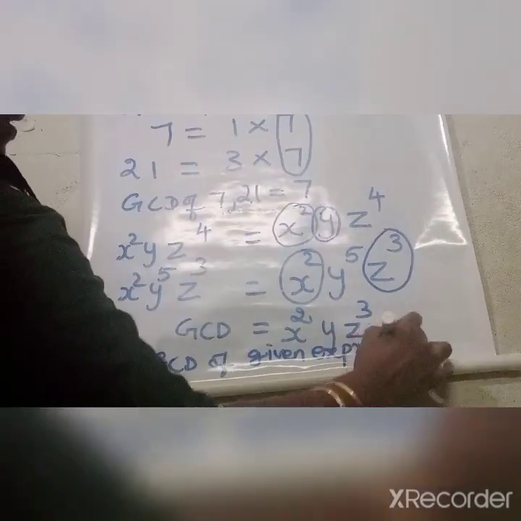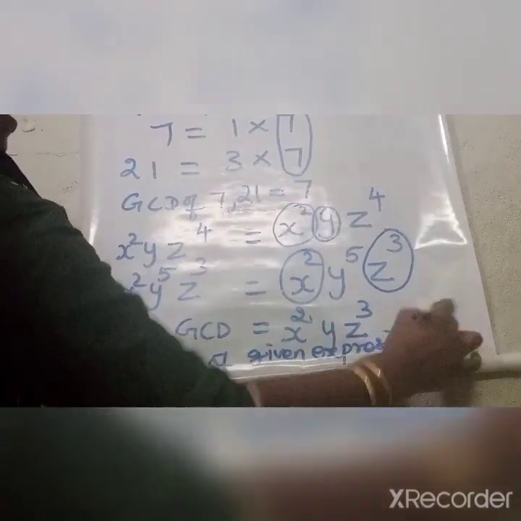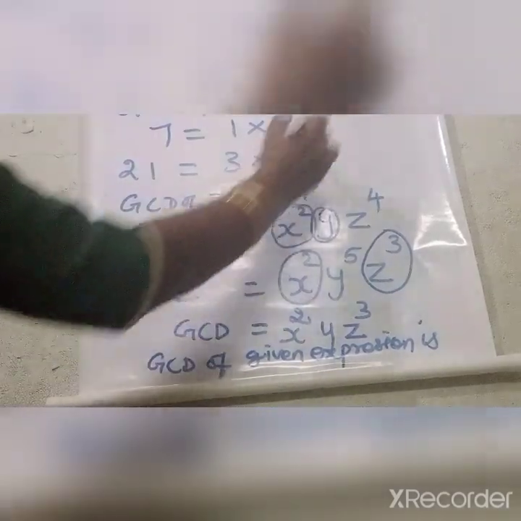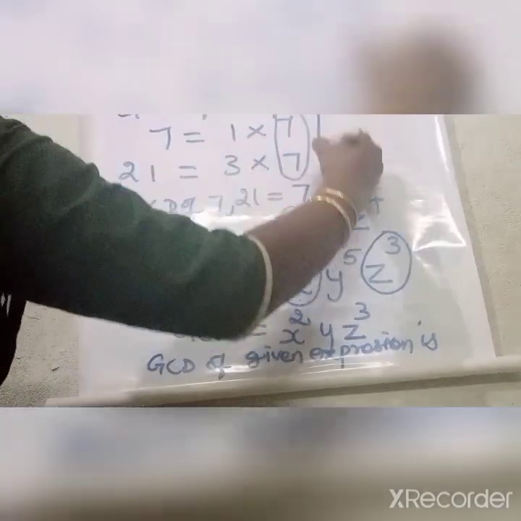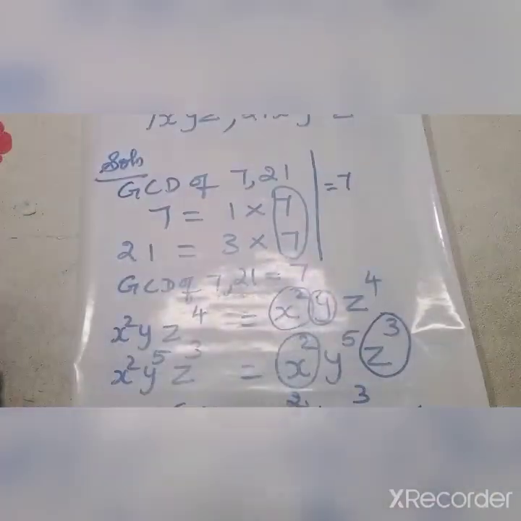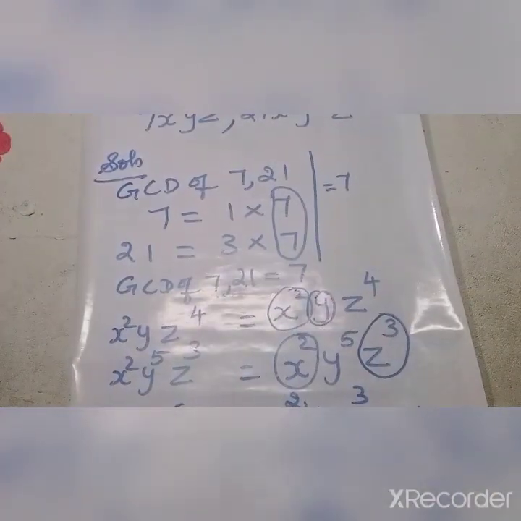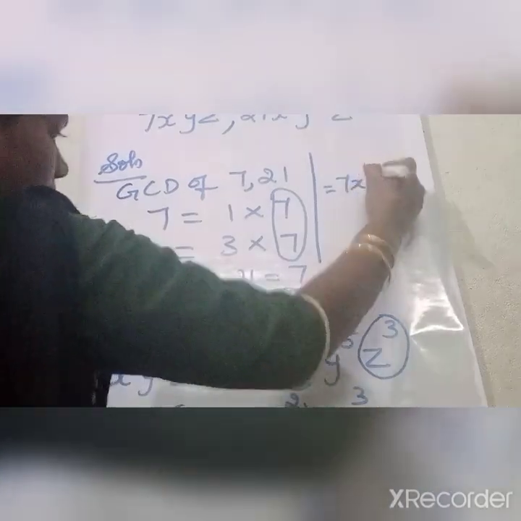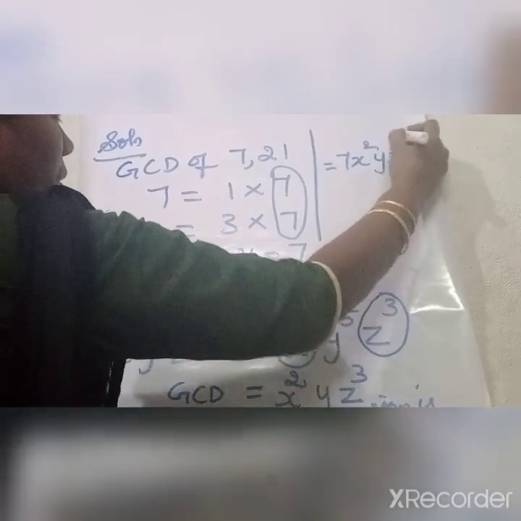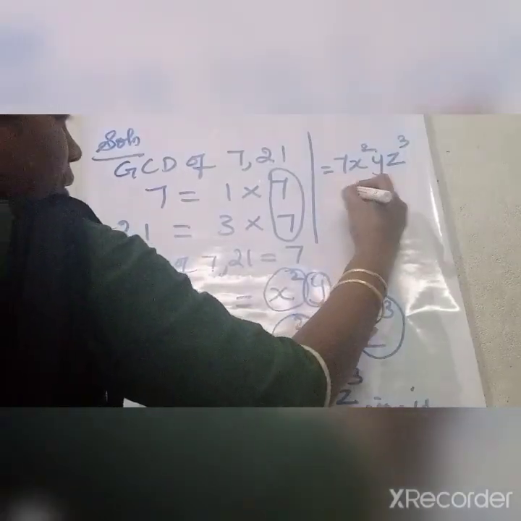Given expression, what is the answer? For the number term we have 7, and for the variable term we have x square y z cube. This is the answer. Understood, students?